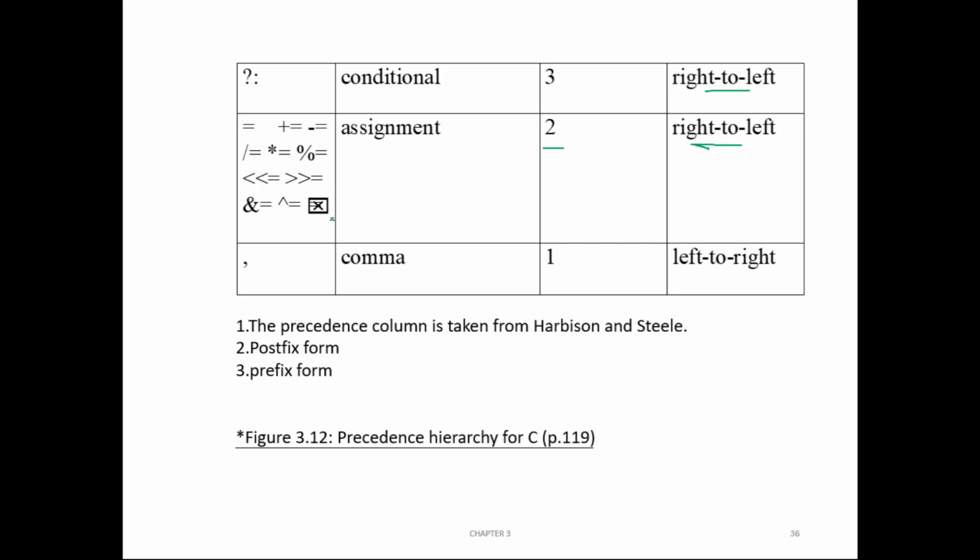When you say assignment, it always executes from right to left. A is equal to B cannot execute from left to right. It executes from right to left: B is assigned to A. Comma is also an operator. This has the least priority, and it executes from left to right.